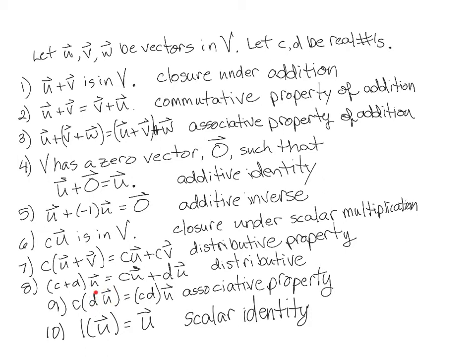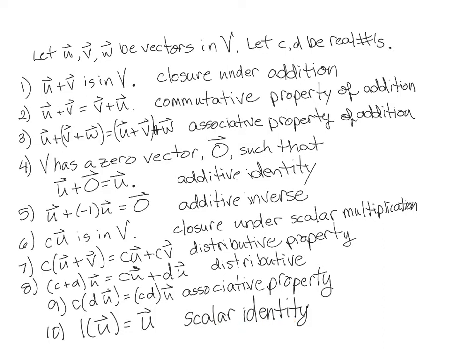I can multiply through the d in my vector and then multiply that answer through by c, or I can multiply the c times d and then distribute through my vector. I'll get the same answer both ways. And the last one is 1 times your vector is your vector, and that's the scalar identity.